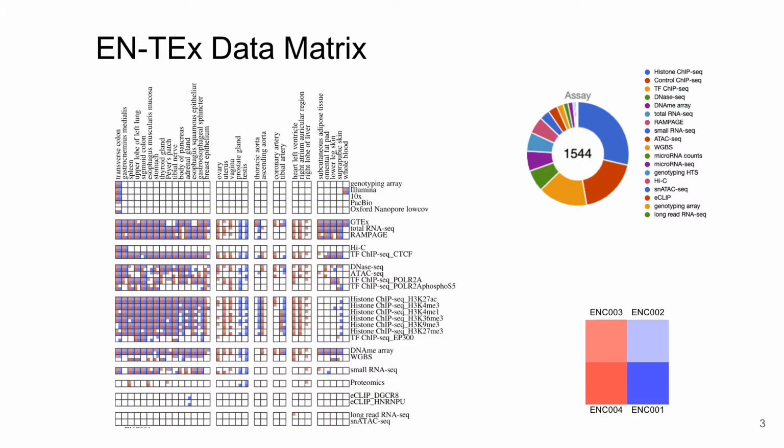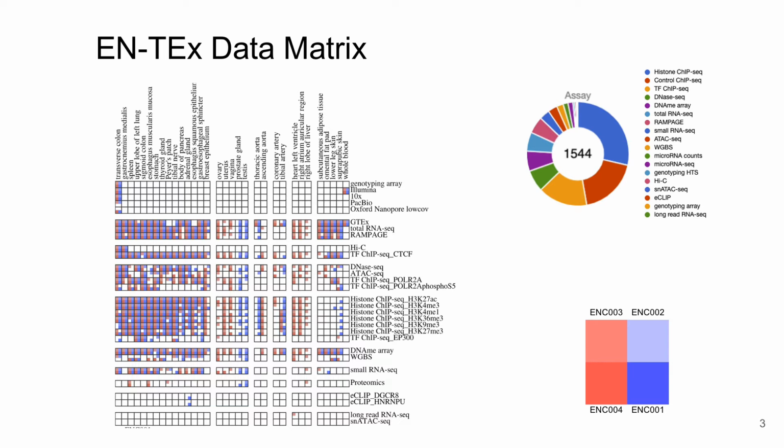This slide shows the data sets. So as I said, there's about 1,500 total data sets from 25 different tissues, and the tissues are listed as the columns on the plot. And then the rows on the plot correspond to all the different ENCODE functional genomic assays that have been performed on all these data sets.